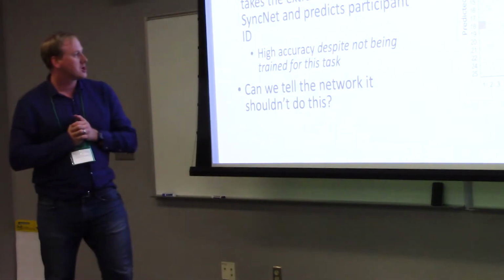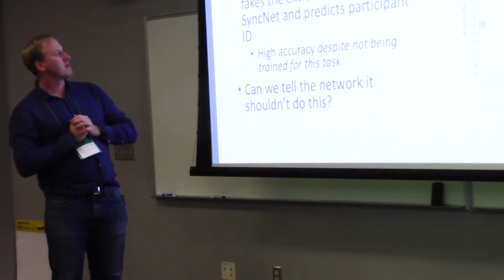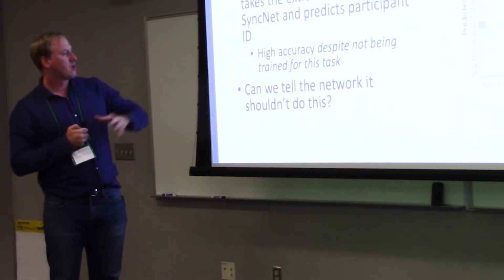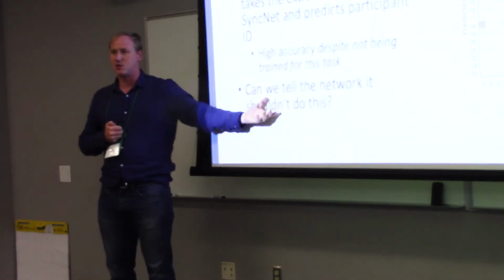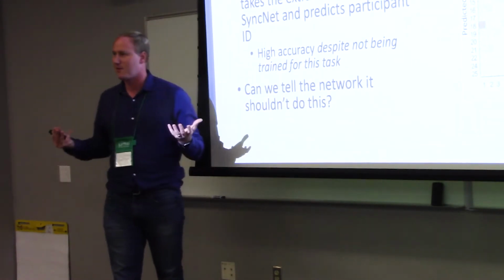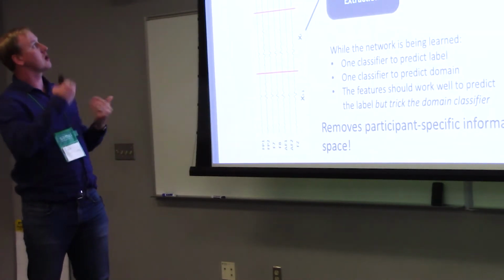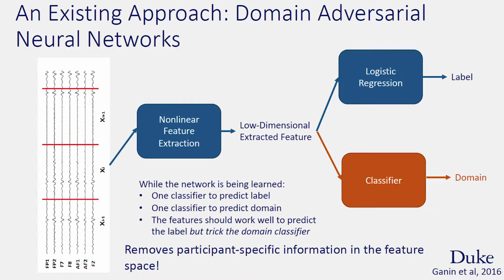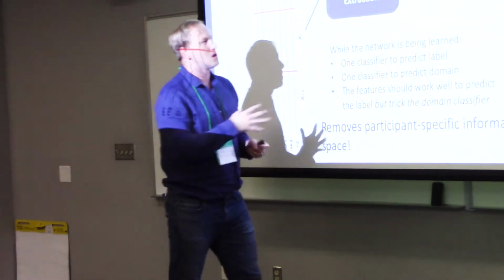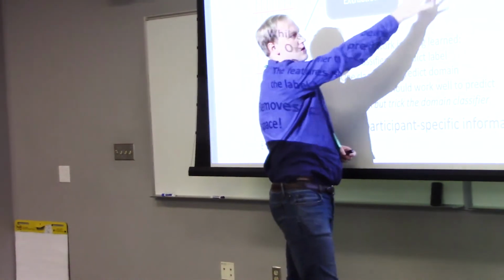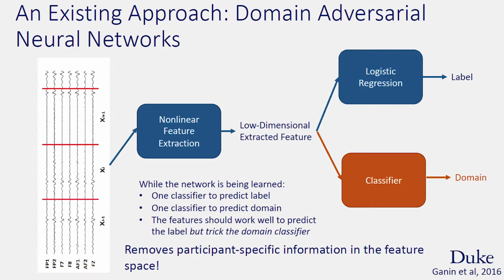And so there's this question, and I don't have much time: can we actually tell the network that it shouldn't capture participant-specific information? There's an approach in the literature called domain adversarial neural networks. This is not their original use, but it is close. You have your nonlinear feature extraction, you get your low-dimensional extracted feature, and you have your logistic regression where you're trying to predict your label or outcome. That's a standard framework where you learn these things end-to-end.